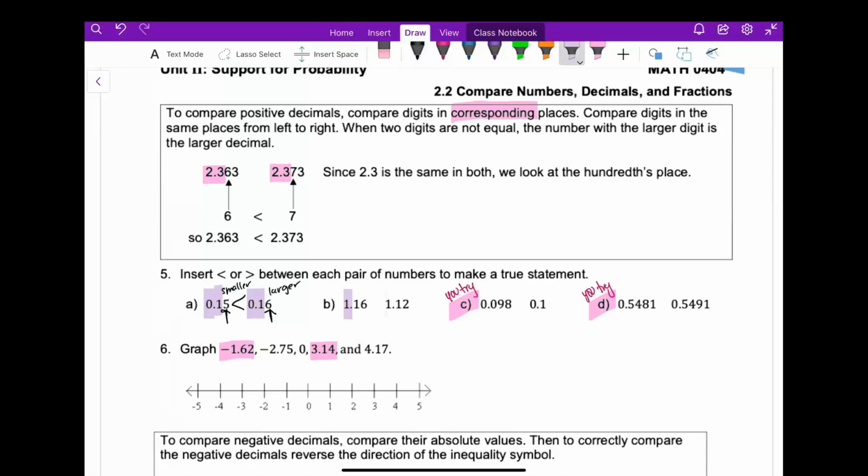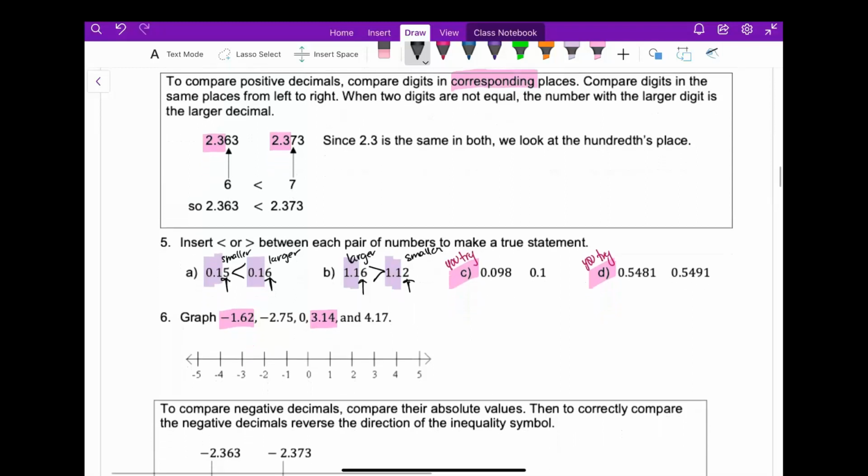Here we look at the 1, they're the same. The 0.1, 0.1, they're the same. We get to the 6 and the 2. Let's highlight that here. 6 and 2, which one's larger? And this one's smaller. Therefore, 1.16 is larger than 1.12. All right, you try this, C and D.